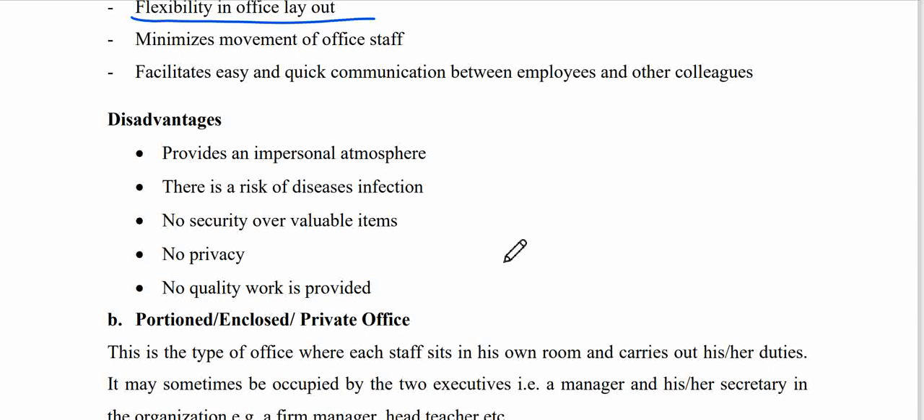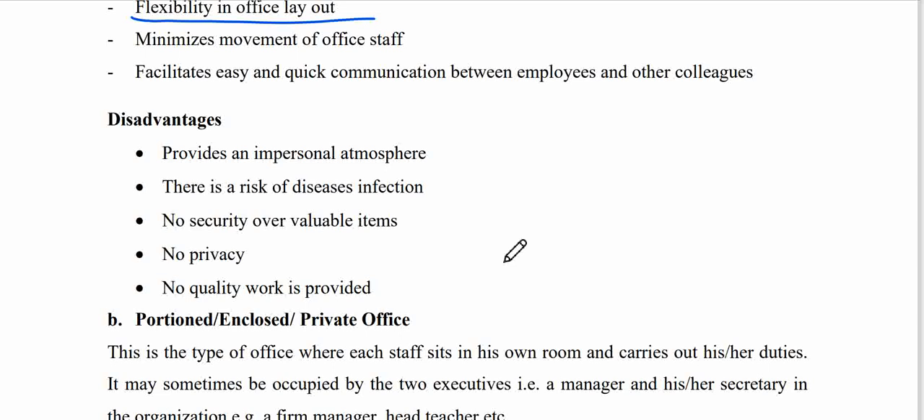And no quality work is provided. When many people are working together in the same office, they are most likely to concentrate less, especially as people will be talking, rumor-mongering and gossiping. So that may lead to poor quality of work and poor production of services.